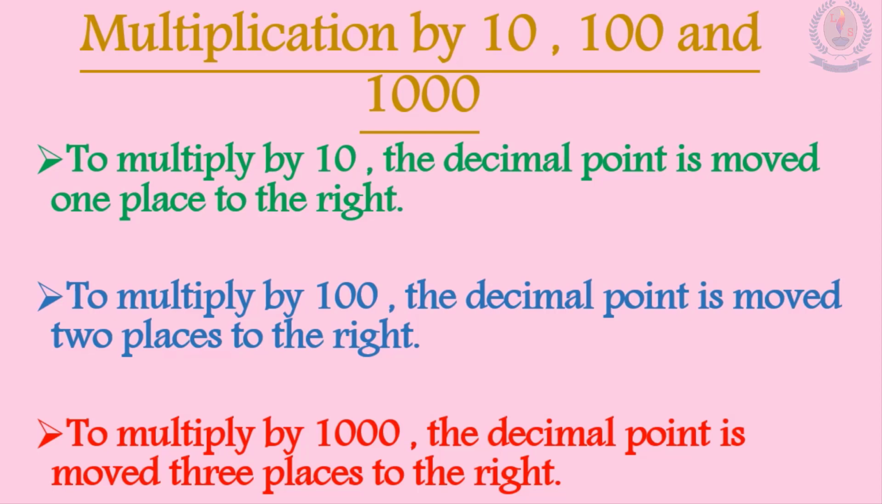If we have to multiply a decimal value by 10, we have to take the decimal point to the right hand side by one digit, like this way. If we have to multiply a decimal by 100, then we have to take the decimal point to right hand side by 2 digits. If we have to multiply a decimal by 1000, we have to take the decimal point to right hand side by 3 digits. I will explain this one further in my examples.